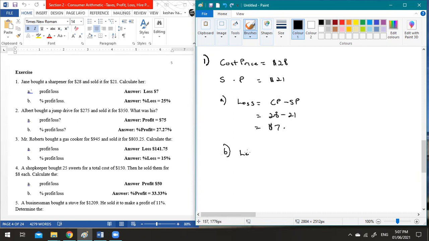The loss percentage will be the loss over the cost price multiplied by 100. Right? So 7 over 28 multiplied by 100 over 1. We could simplify this. 7 into 7 is 1, 7 into 28 is 4, 4 into 100 is 25. So the loss percentage was 25%.